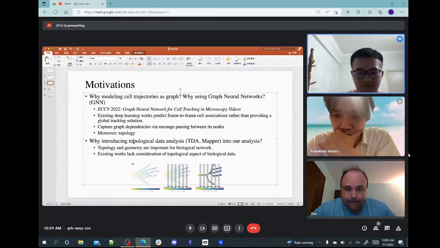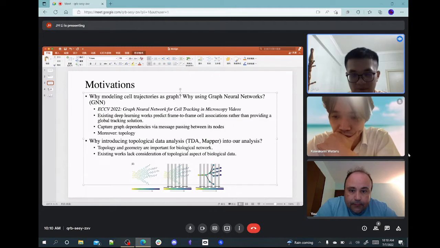And the second motivation is the question of why we introduce topological data analysis, TDA, into our analysis. Because from a lot of works, we know that topology and geometry are so important for biological networks. And existing works regarding graph neural networks lack consideration of topological aspects of biological data, especially those cell lineage trees or cell trajectories.